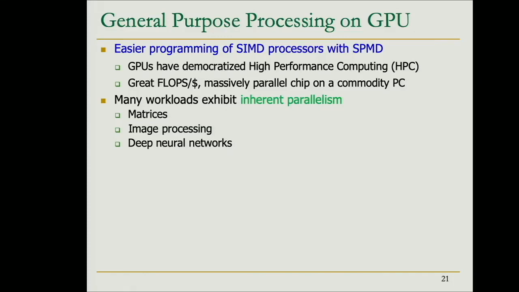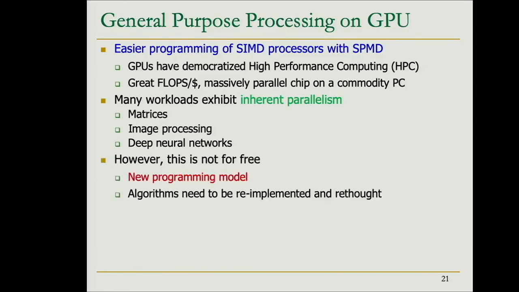But they essentially are very, very good wherever we have inherent and regular parallelism. Examples of that are linear algebra, that's why matrices, image or video processing, and deep neural networks. However, this is not for free, and why is that? Because there is a new programming model and we have to learn it. Algorithms need to be re-implemented and rethought.